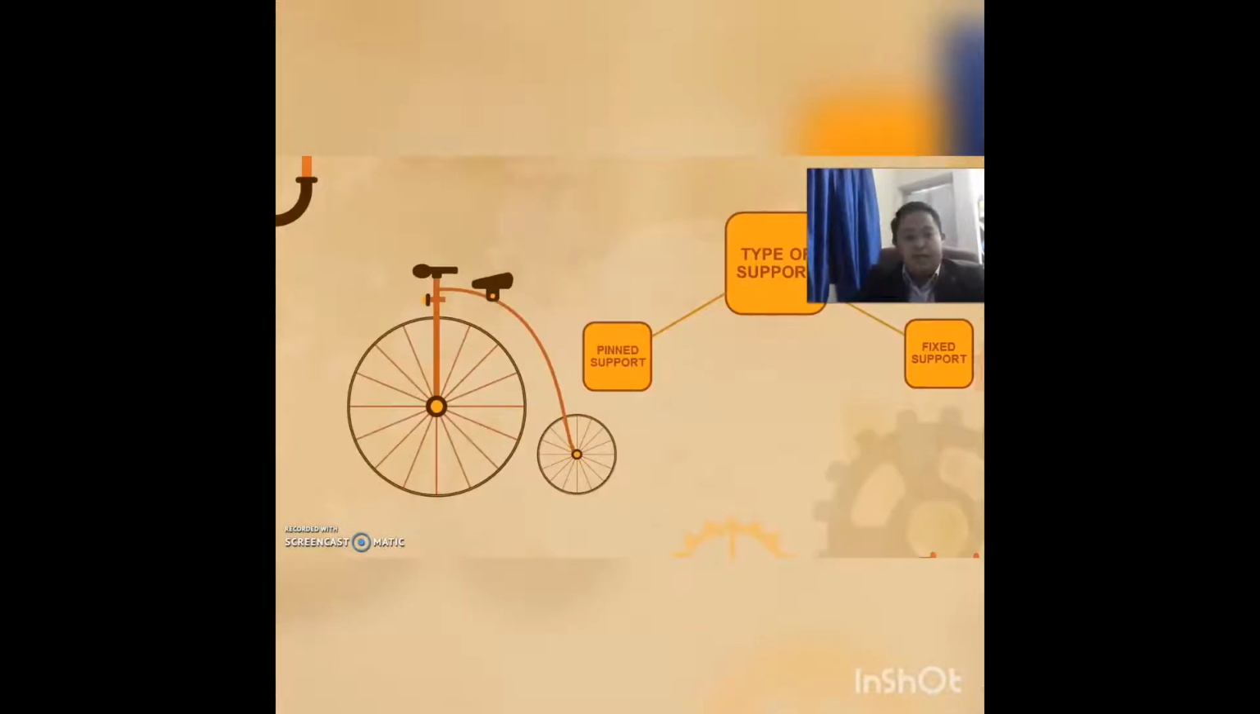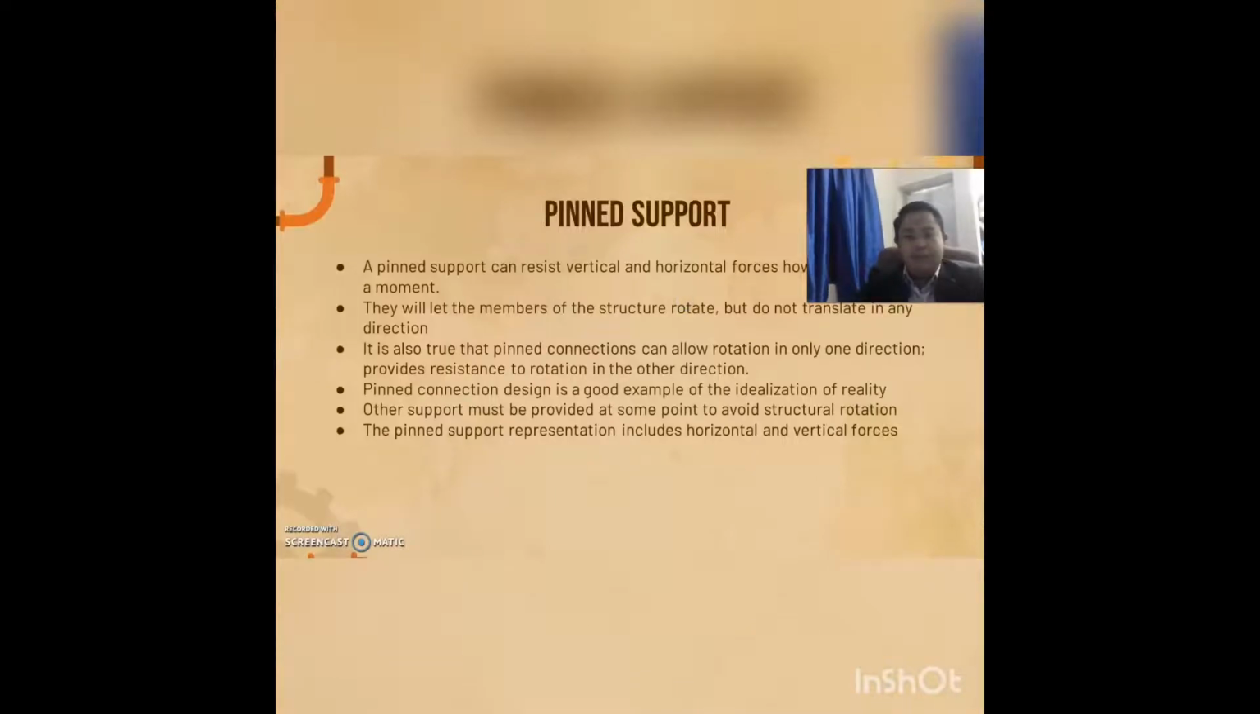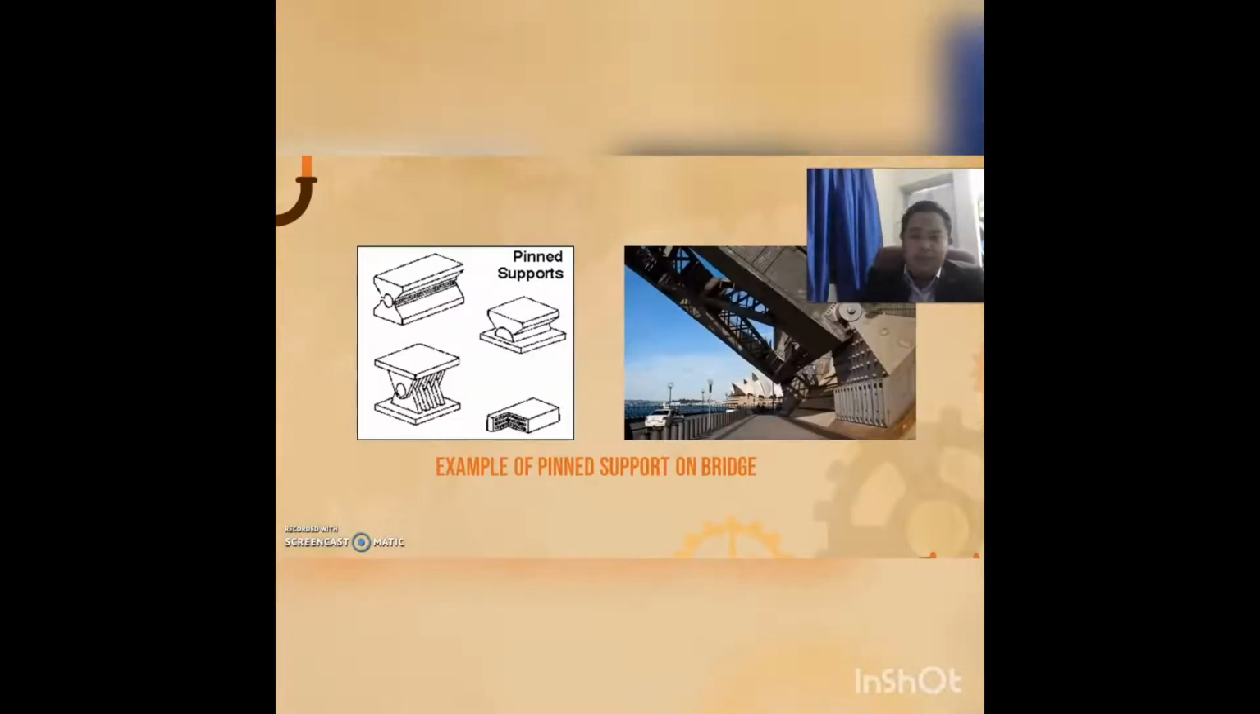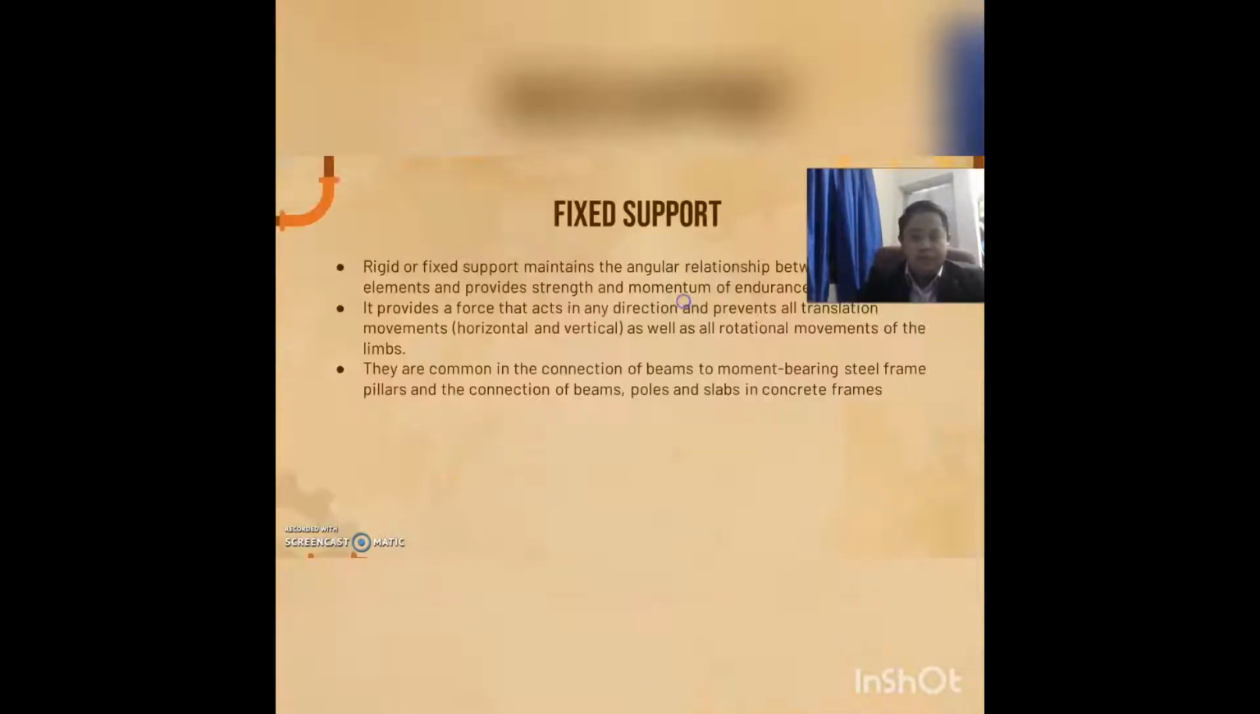A bridge has two types of support. It is pin support and fixed support. A pin support can resist vertical and horizontal forces, however, not a moment. They will let the members of the structure rotate, but not translate in any direction. This is an example of a pin support.